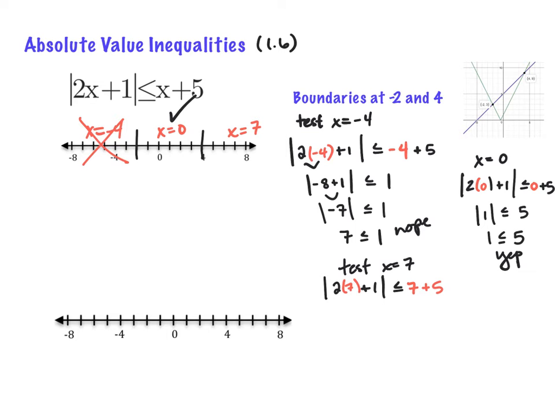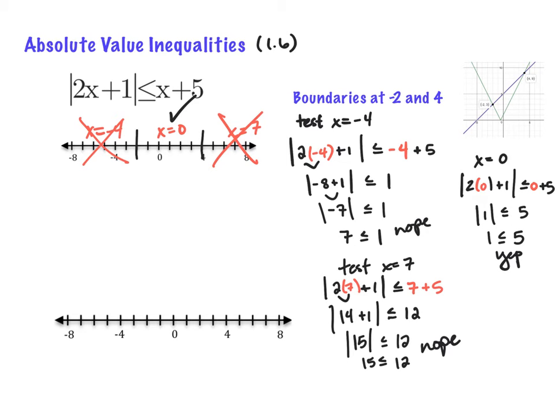So we've got 14 plus 1, that's still an absolute value, is less than or equal to 12. So I have the absolute value of 15 is less than or equal to 12, which is just 15 is less than or equal to 12. That is definitely not true. So again, this part over here does not work.